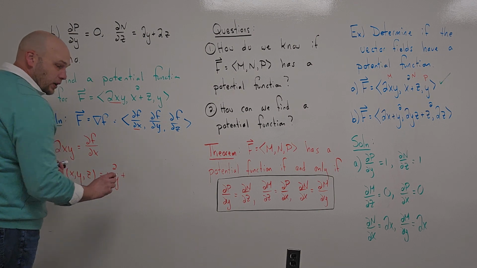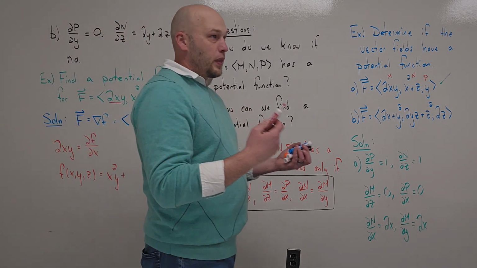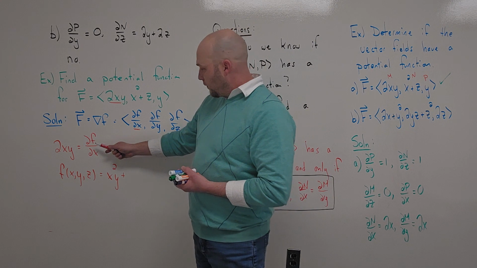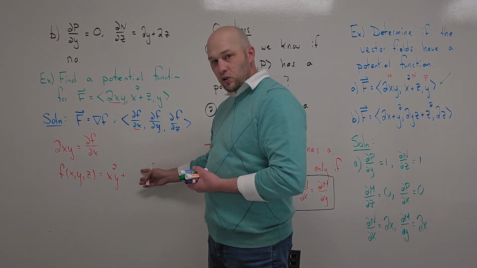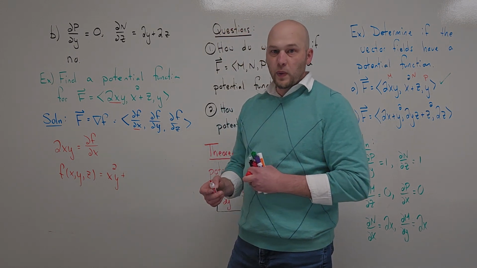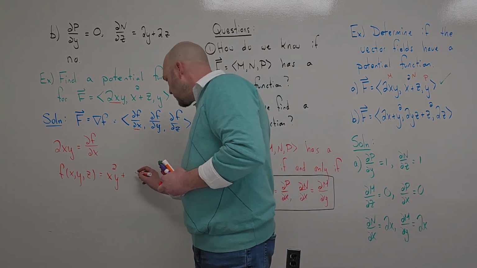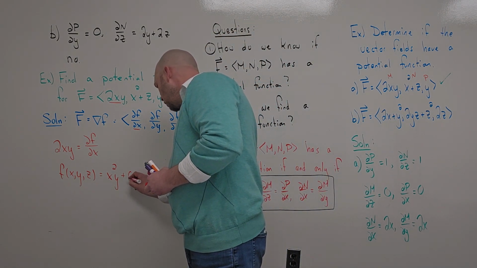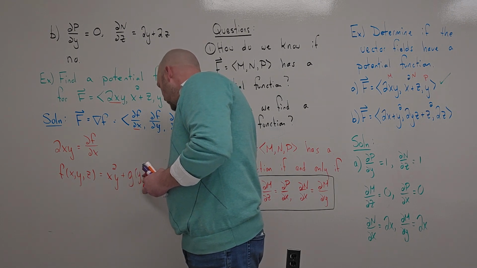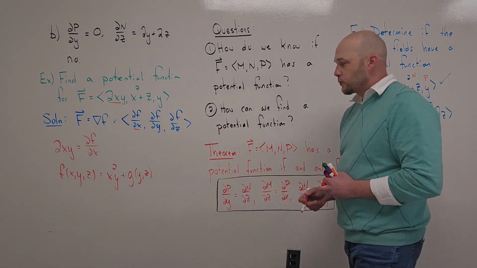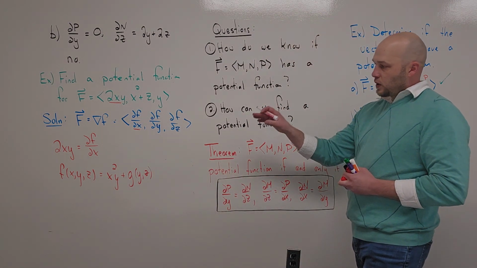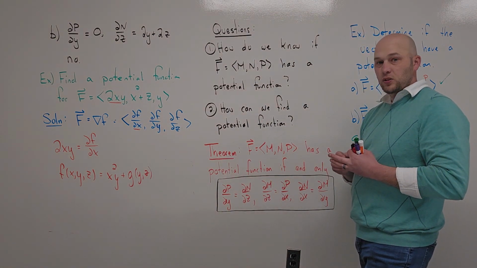Well, what other terms could I have? Thinking that I'm taking the partial derivative of f with respect to x, anything here that has y's or z's, the partial derivative with respect to x would be 0. That means that the unknown terms I'll list as a function of y and z. So it's an unknown expression with y's and z's. So there's the starting point for finding my potential function.